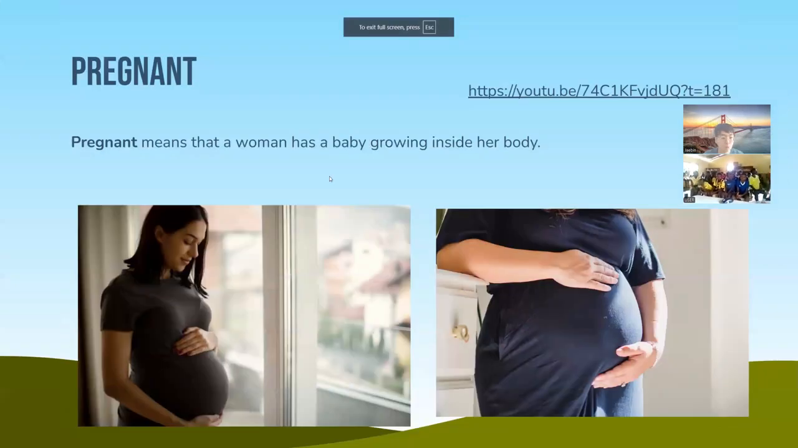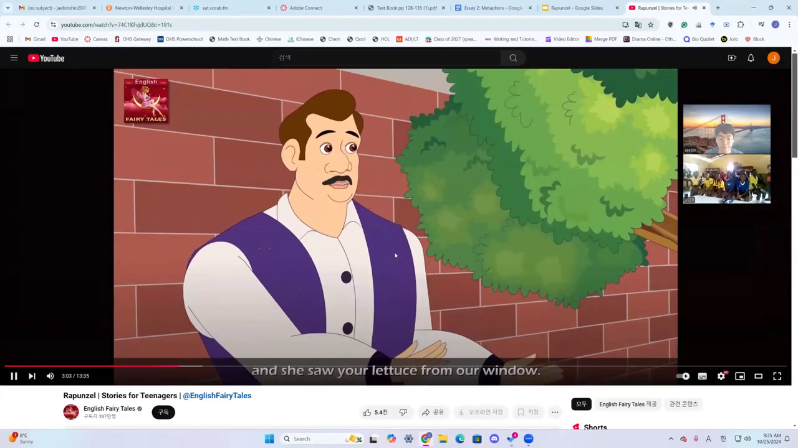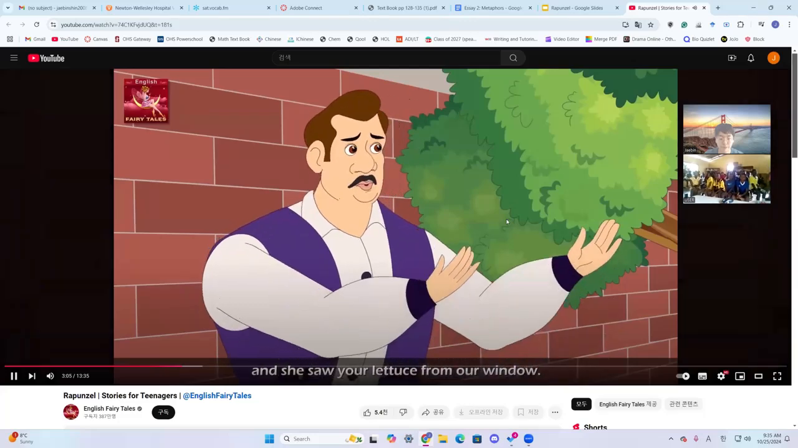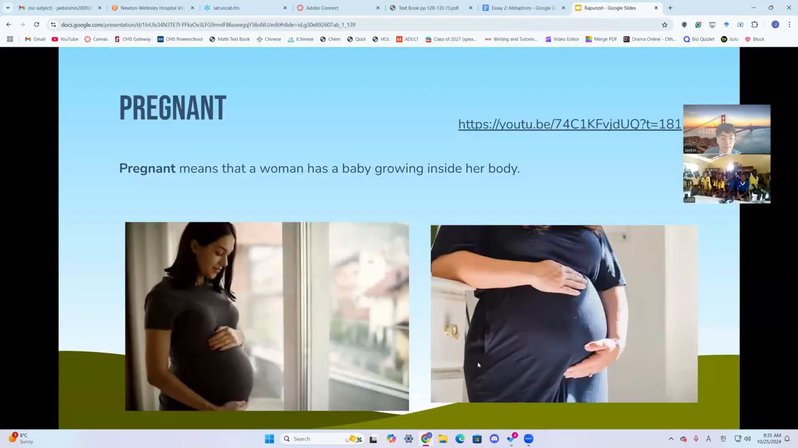Another word is pregnant, and pregnant means that a woman has a baby growing inside her body. This is used to describe the lady having Rapunzel. My wife is pregnant, and she saw your lettuce from our window. Again, this is how it is used in the story, and pregnant means a woman having a baby. So this is the picture.